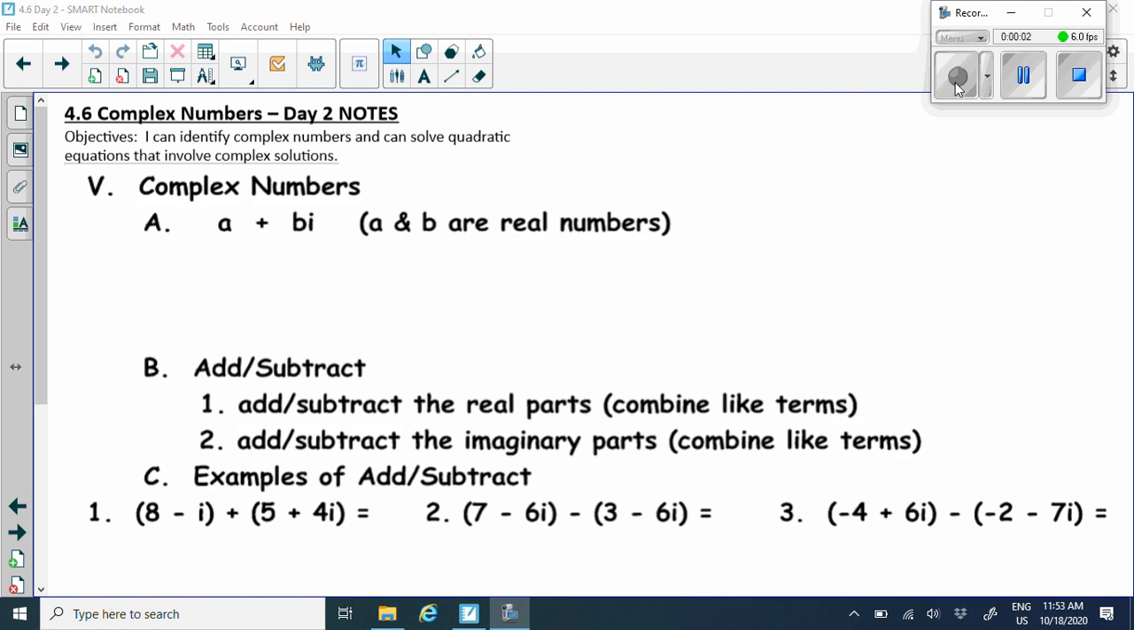Hey guys, so here's the notes for 4.6 day 2. We are going to identify complex numbers and be able to solve quadratic equations that involve complex solutions. So we kind of talked about the idea of imaginary numbers, i.